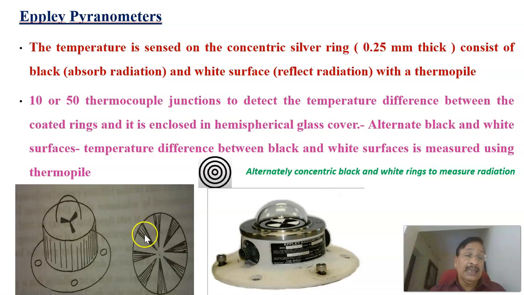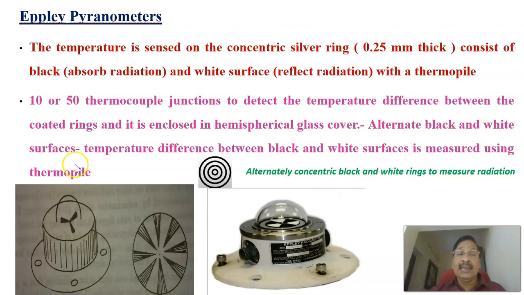So when radiation falls here, it will be absorbed by the black region and the temperature rises. And here the radiation is reflected by the white region. Therefore, there will be a temperature difference between the black sector and the white sector. That temperature difference is measured using a thermocouple. That's one method as such. Therefore, 10 or 15 thermocouple junctions detect the temperature difference between the coated rings, and it is enclosed in a hemispherical glass dome. In this one, it is kept below this one.